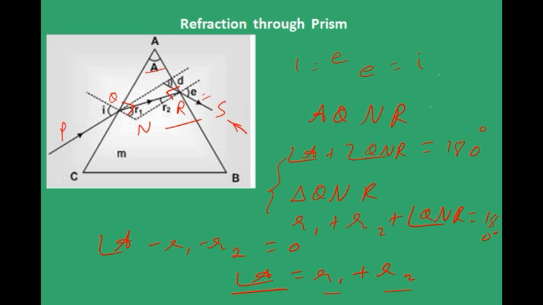There is something called the angle of deviation, this one. It is how much the ray is bent. That's it. Initially the ray was in this direction, right? And finally the ray is in this direction. So this angle is known as the angle of deviation.